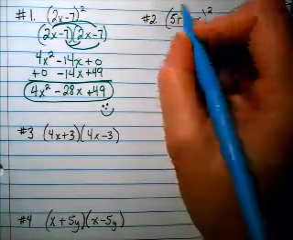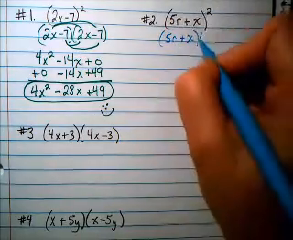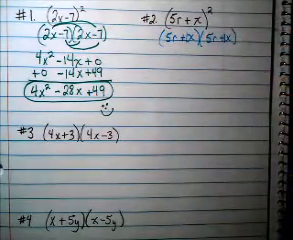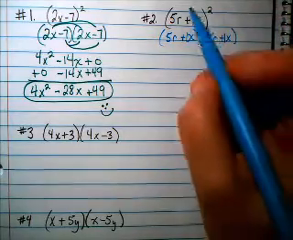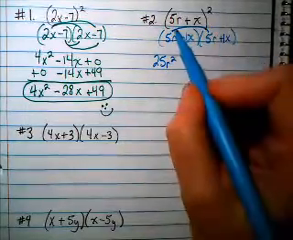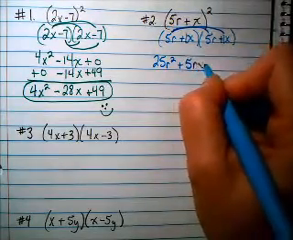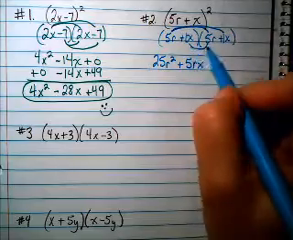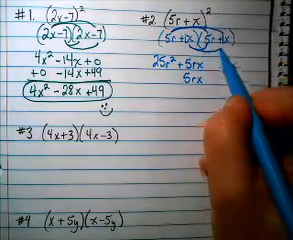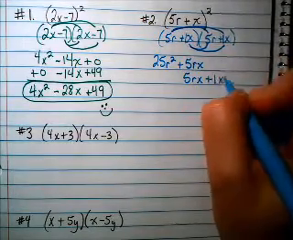On number 2, I have the squared on the outside, so I'm going to write it twice. 5r plus x and 5r plus x, and I'm going to put a 1 in front of my x's. And you can put 1 as exponents on these if you like. 5r times 5r is 25r squared. 5r times 1x is 5rx. On the inside, it would be 1x times 5r. That's still going to be 5rx. And then 1x times 1x is a positive 1x squared.